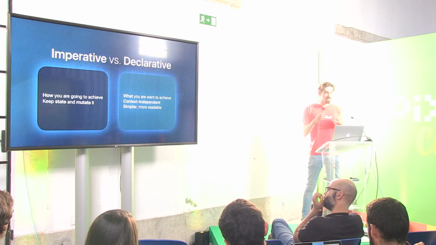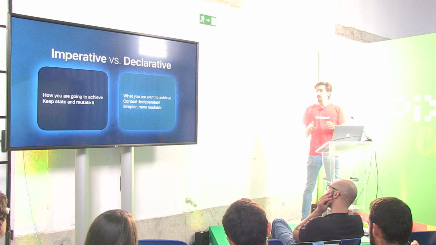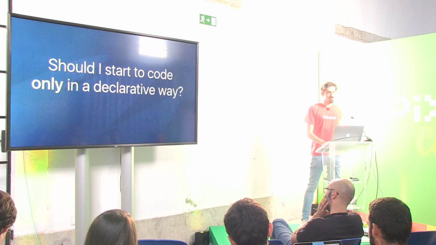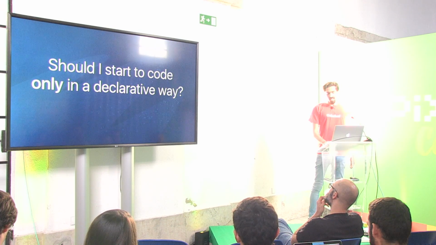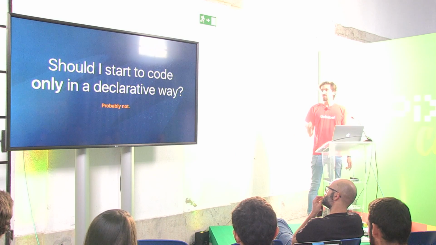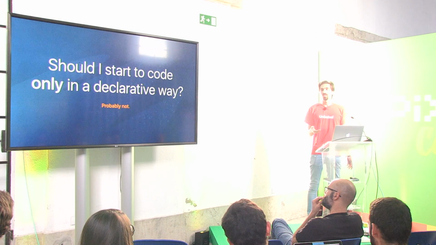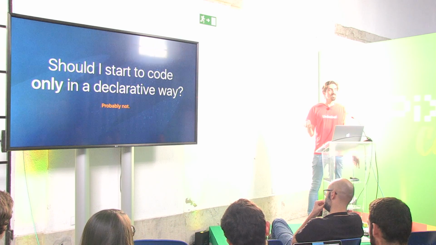And the declarative approach makes things simpler and more readable, reducing the amount of incidental complexity that you would find in the problem itself. So does that mean that I should only code in a declarative way? My answer to that is probably not. Like Fred Brooks said, there's no silver bullet, and we cannot be purists and think that we can only write code in a declarative way. We still need to ship code, and sometimes we will have to write imperative code.